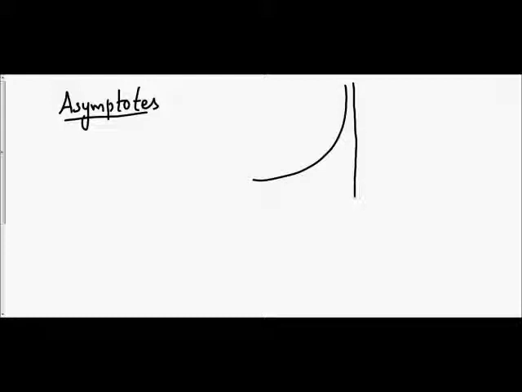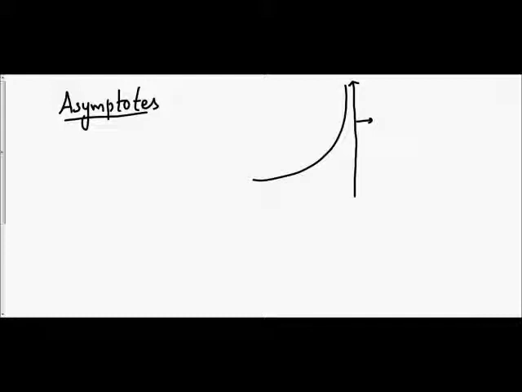In this video, we are going to talk about something called asymptotes. What are asymptotes? Asymptotes are tangents to a curve at infinity. So say if you have a curve which goes on like this, and if this line meets the curve at infinity, then this is called an asymptote.